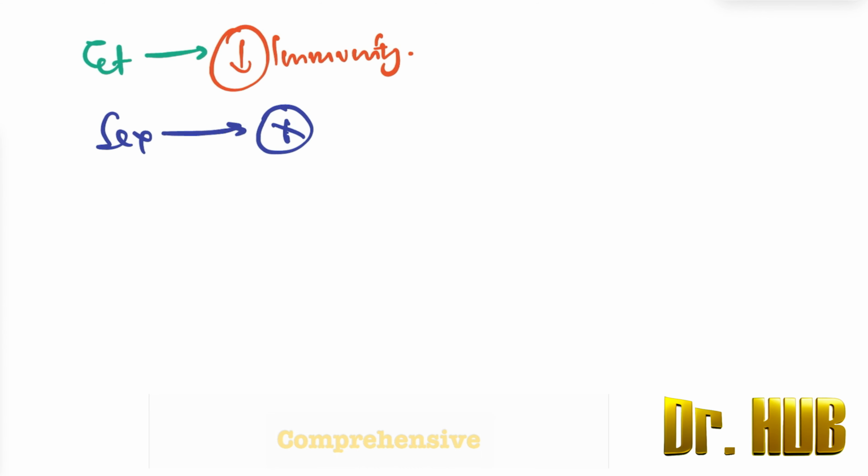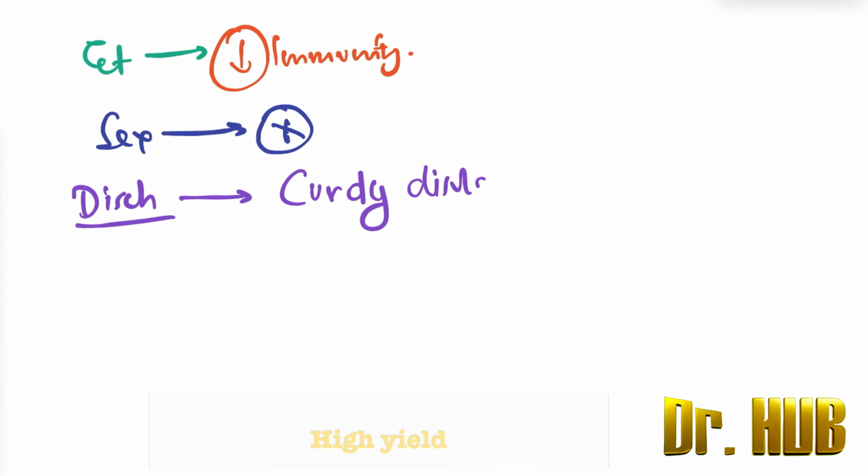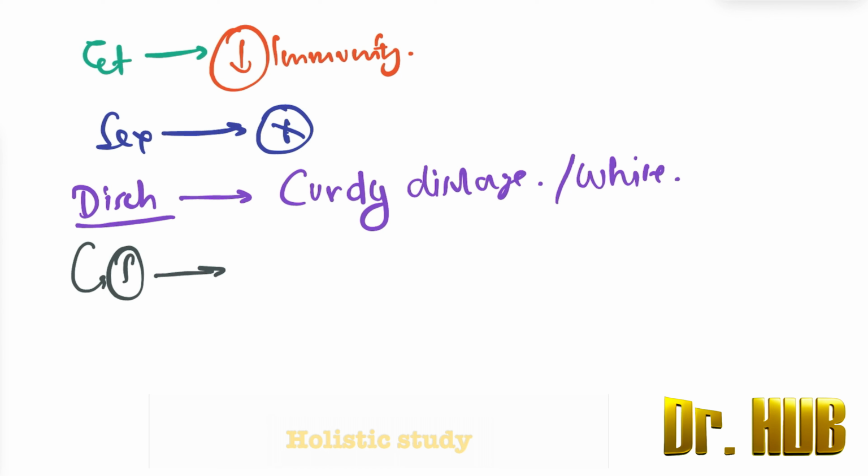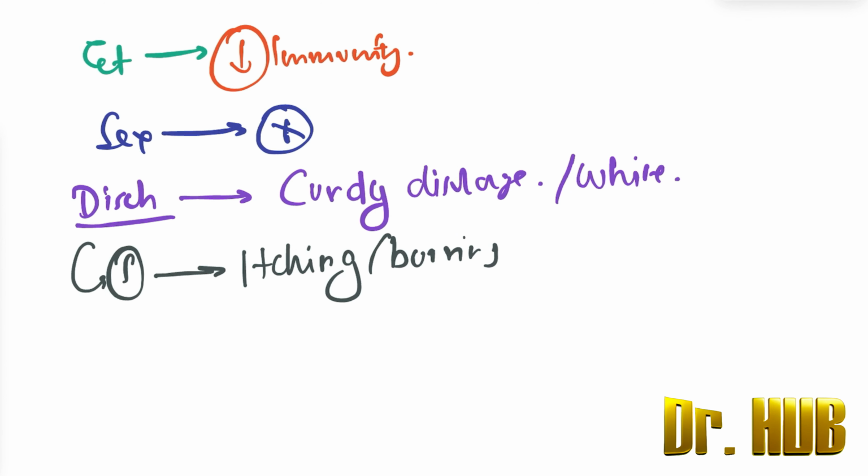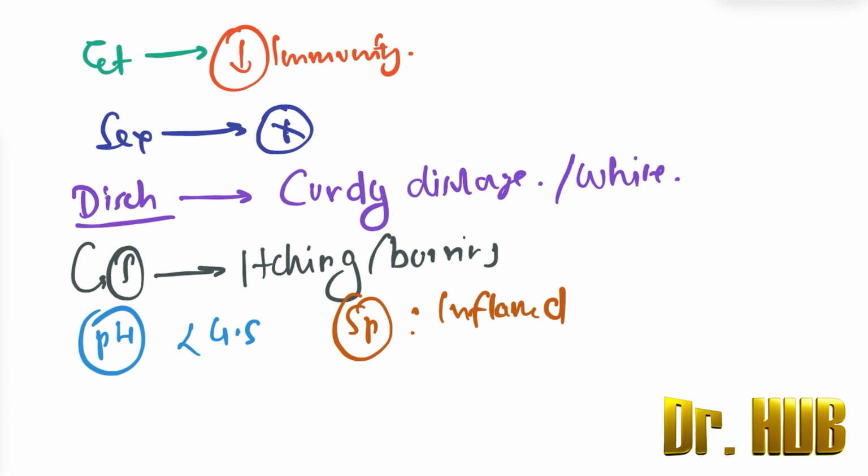Then what about the discharge in candidal vaginitis? The discharge is easy because it is candidal vaginitis, C for curdy discharge, and it is white. What are the symptoms? Itching and burning. What about the pH? The pH is less than 4.5. What are the speculum findings? There is inflamed epithelium.